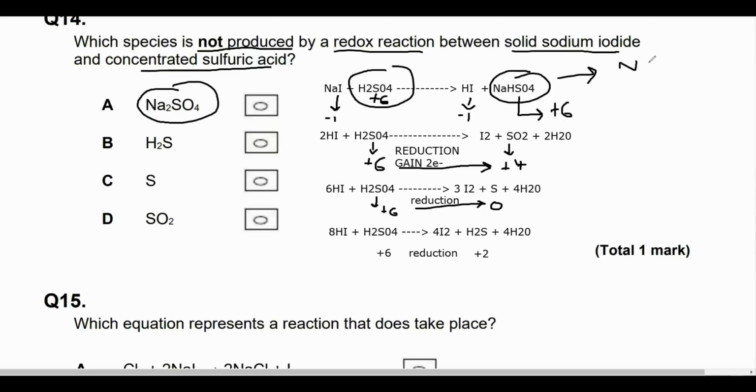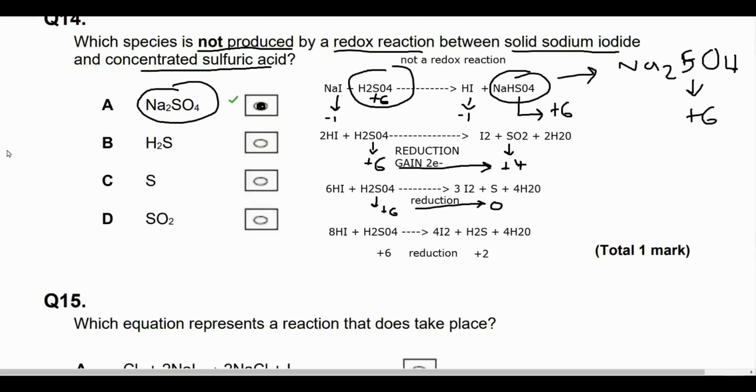We can say that A, and by the way, sodium sulfate is formed, Na2SO4. This Na2SO4 is formed in a reaction with sulfuric acid and sodium iodide, and it is not a redox reaction. God, that took a while for me to say that.